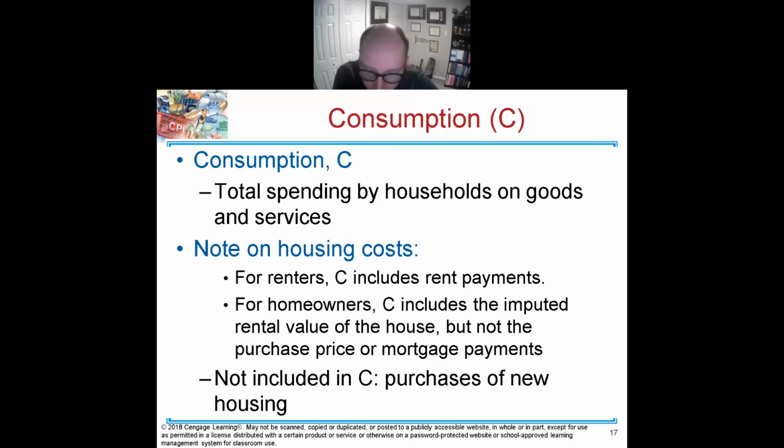Now, the reason for this: consumption does not include the purchase of a new house because the purchase of a new house is done by bank loans. Yeah, they're backed by banks. And because banking is not included in gross domestic product, therefore, the things that are funded by bank loans, like the purchase of a new house, are not included in consumption.